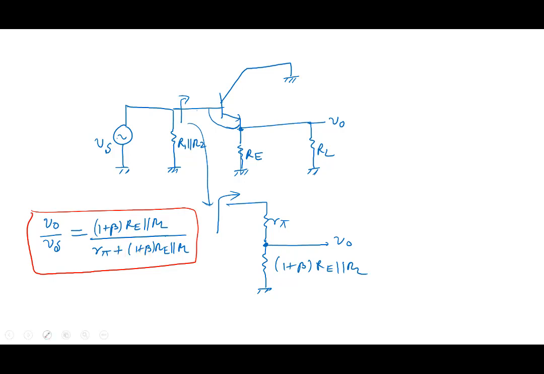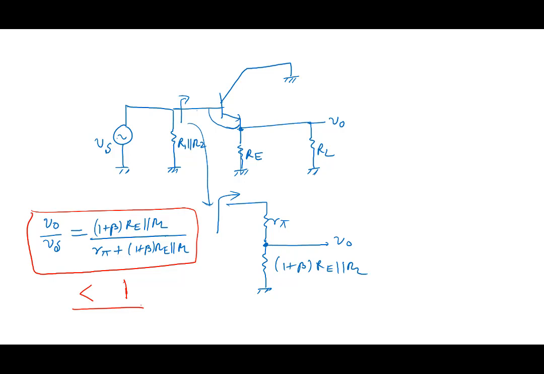And then the gain, as you can see here, is less than or equal to 1, but it will never be equal to 1, so it will always be less than 1. So there's no voltage gain here.